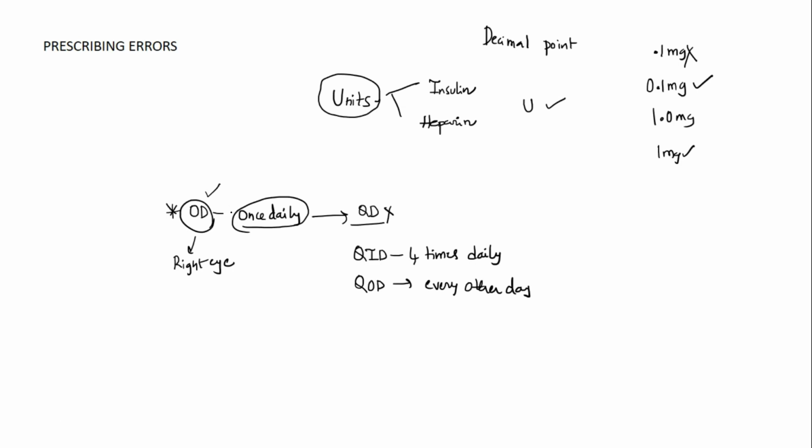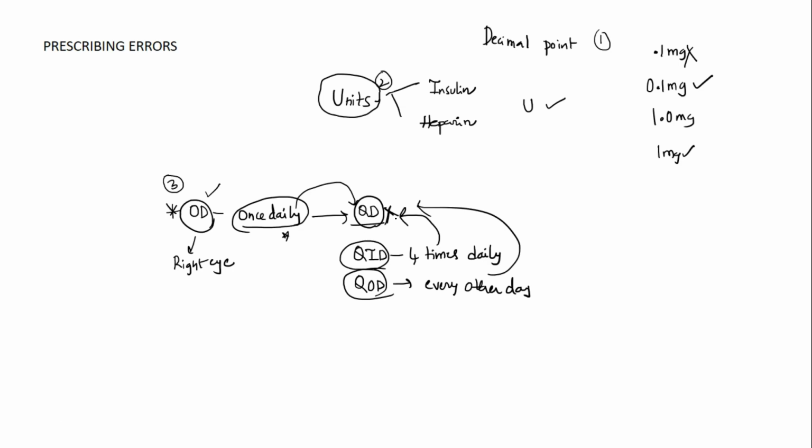OD does not mean once daily. If you want to write once daily, you might go for QD, but again, most of the standard literature advises you not to write QD, just mention once daily. The reason being, QID is four times daily, and you might get confused, or QOD is every other day. So there is confusion around it. This is the third important takeaway for you. So do not write OD, always write once daily.